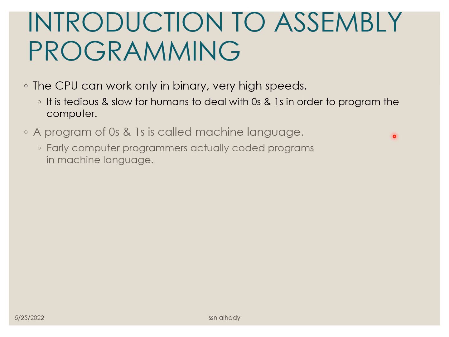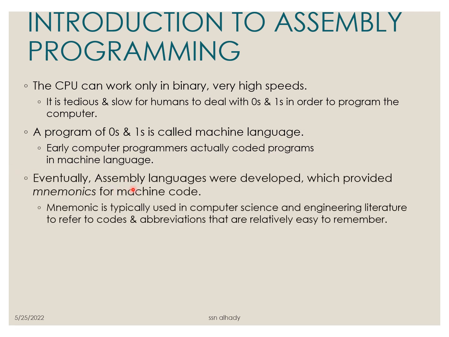A program of 0 and 1 is called machine language. Early computer programs were actually coded in machine language. You need to write 0 and 1, or you can convert it into hex. Eventually, assembly language was developed, which provides more mnemonics for machine code. Mnemonic is typically used in computer science and engineering literature to refer to codes and abbreviations that are relatively easy to remember.